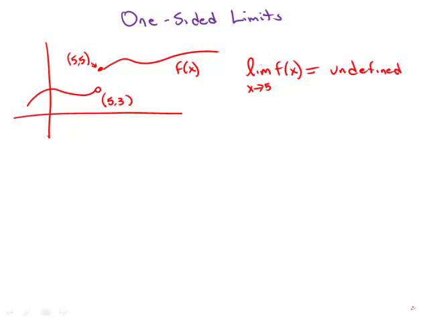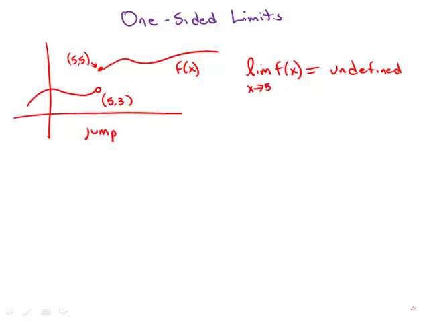We cannot give a single value and say we know that the function looks like it's approaching this single value. However, we can do something else. We can talk about a one-sided limit. And we talk about one-sided limits often when we have this kind of discontinuity.